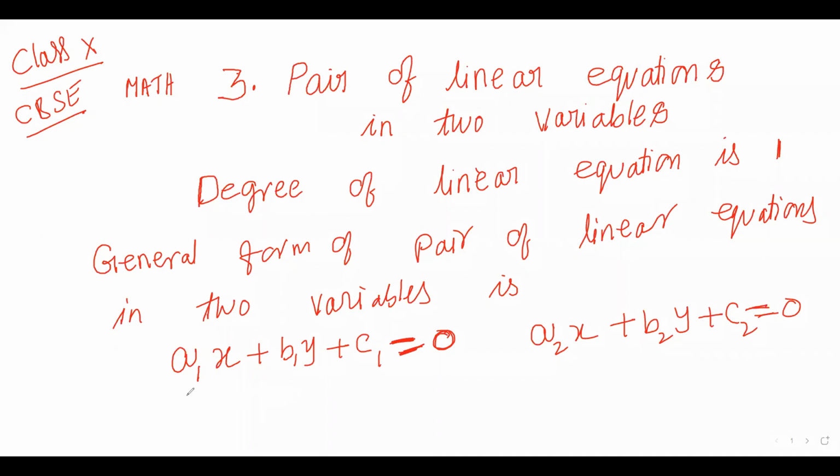So these are two linear equations. That's why we are calling them as pair of linear equations. Degree of these equations is 1. That's why we are calling linear. Pair of linear equations in two variables. Here the variables are x and y. Equations, we are equating with something. That's why these are equations. Okay.